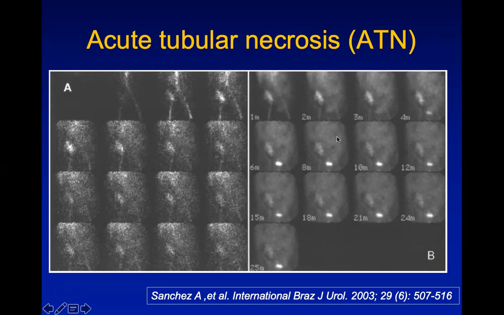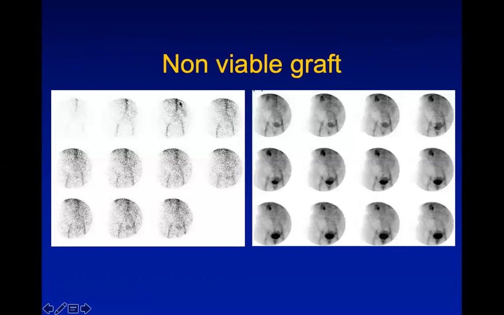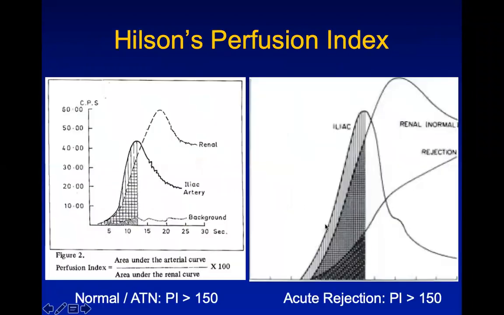But the background is high and the uptake and the clearance is delayed. So if the perfusion is maintained, this is acute tubular necrosis. Non-viable graft, all you see is perfusion in the vessels, nothing in the kidney. So this is a gone case kidney.